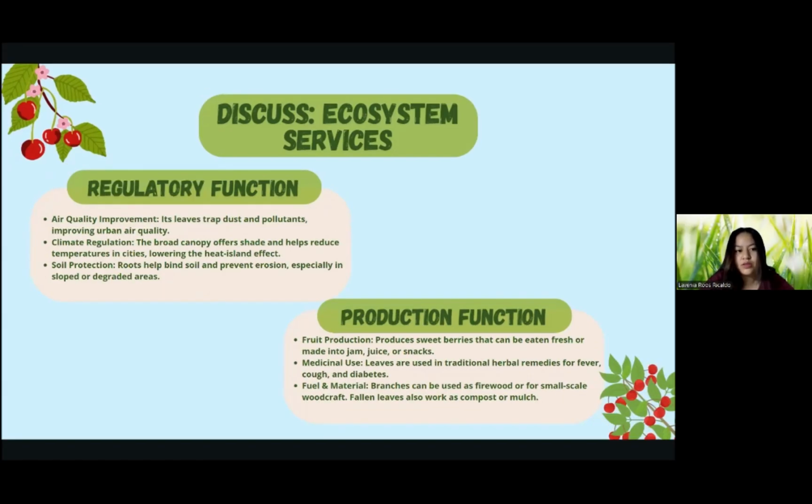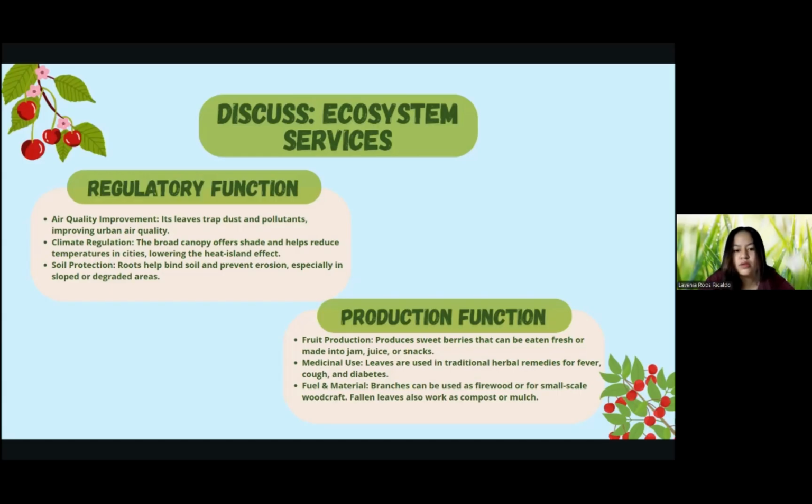The third function is regulatory function. For air quality improvement, its leaves trap dust and pollutants, improving urban air quality. For climate regulation, the broad canopy provides shade and helps reduce temperature in cities, lowering the heat island effect. And for soil protection, it helps hold soil and prevent erosion, especially in sloped and degraded areas.